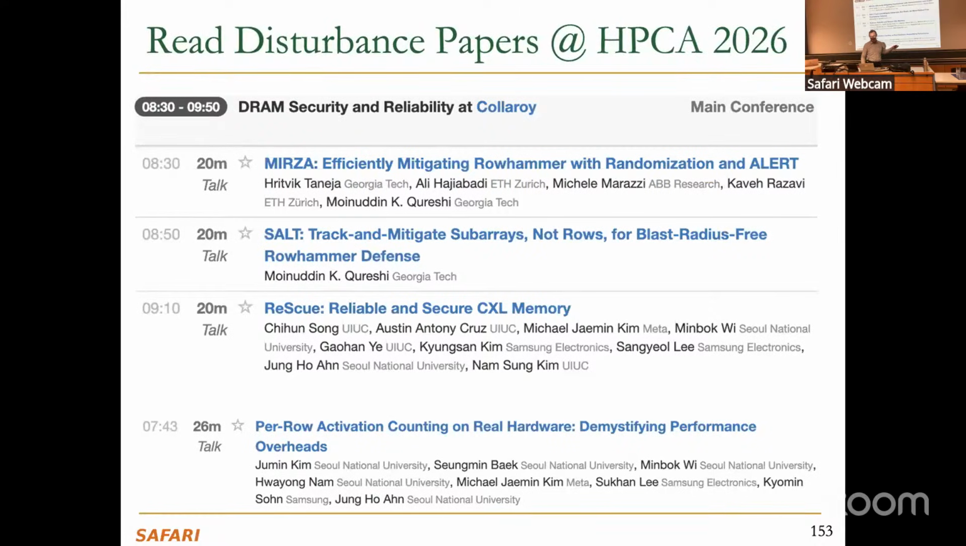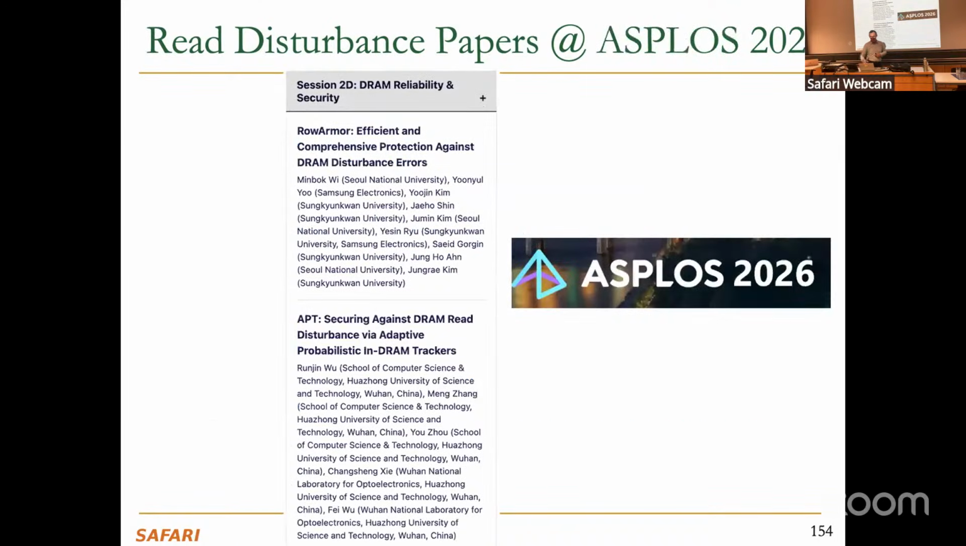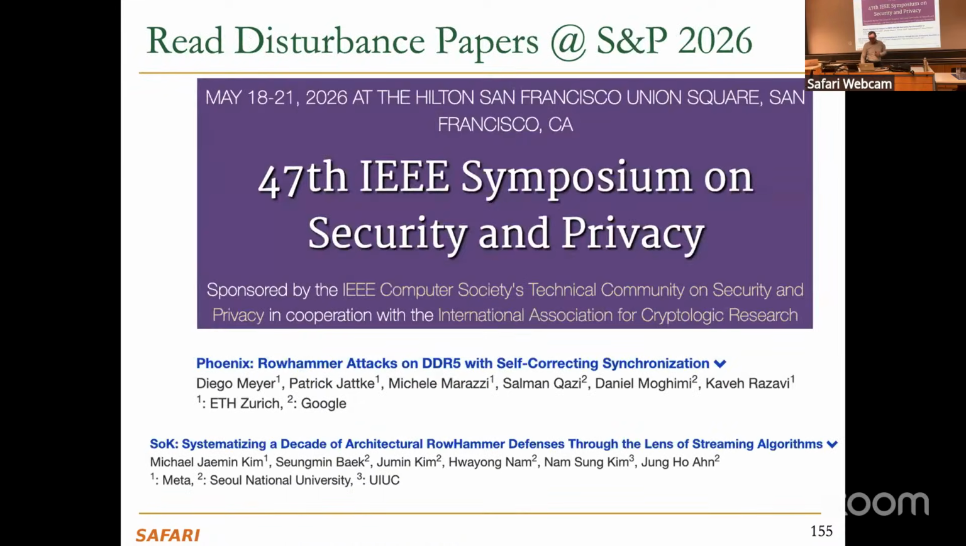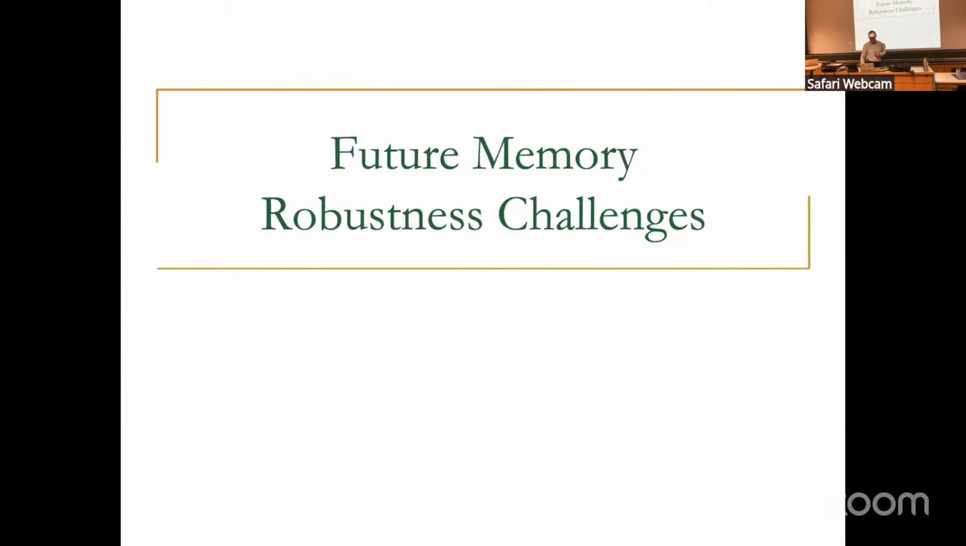HPCA this last January had a lot of papers, as you can see. ASPLOS coming up, which I'm going to, has at least 2 papers. I don't look carefully because they have an interesting webpage where it's very hard to keep track of papers. I need to develop tracking mechanisms for tracking papers, you know. Okay. And IEEE Security and Privacy has some papers coming up also.